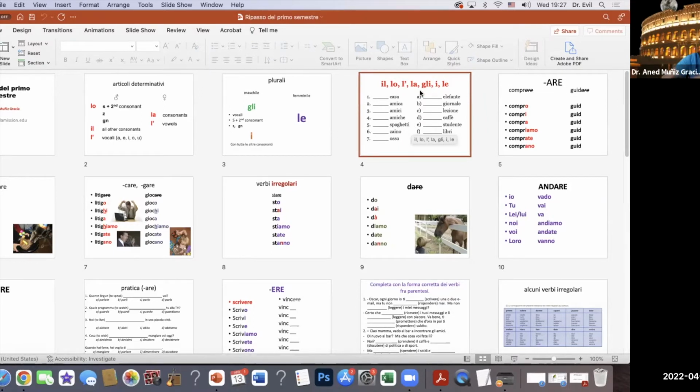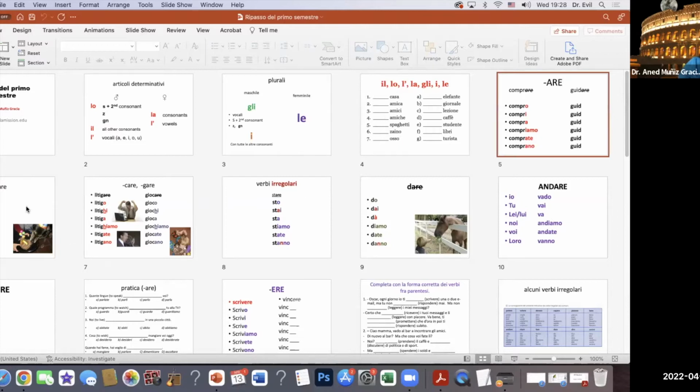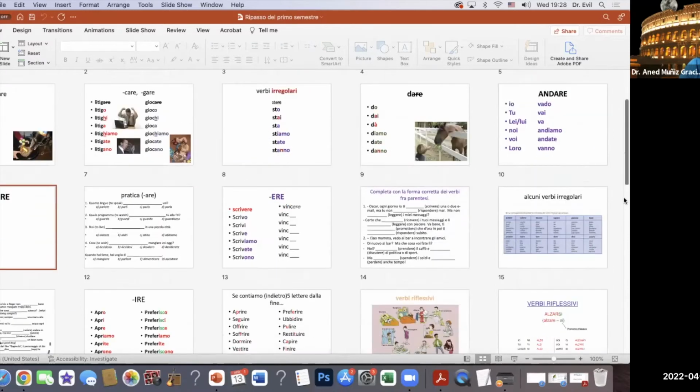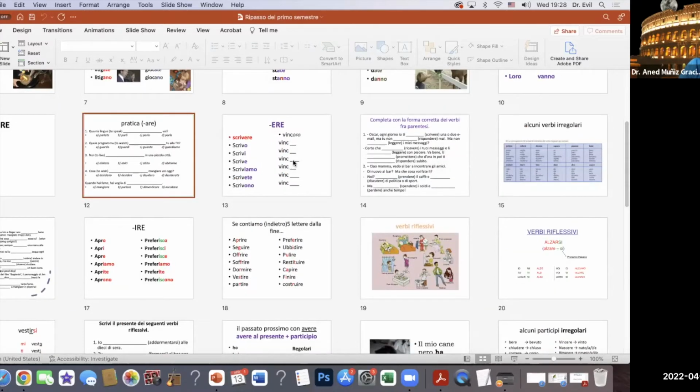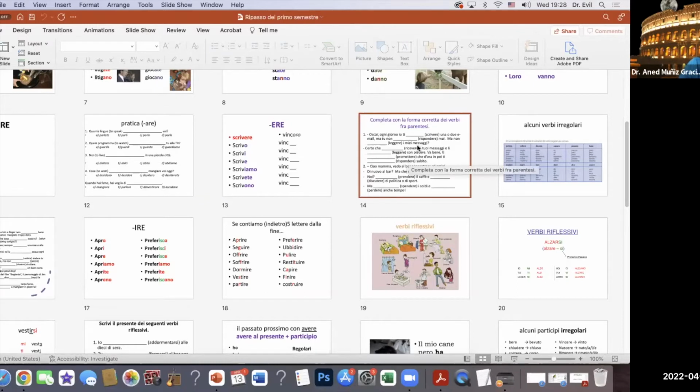Once you get your mind around it with lo, when to use lo, the rest is either consonants or vowels, right? When to use which one. So we did all this here, and then the are endings, then the iare, the care, the gare, which is just the h or not adding an extra i, the irregulars with are, and then the ere conjugation, which we actually did in Italian 1, this slide.